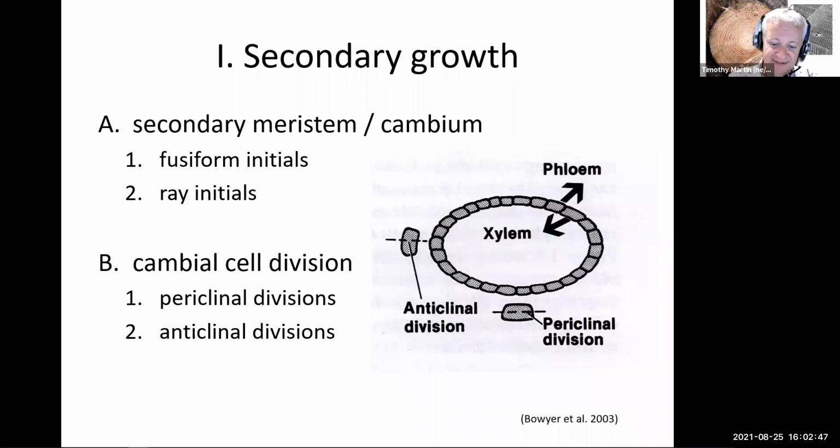Obviously, as the vascular cambium produces new cells, it has to get bigger because the size of that cylinder of xylem gets larger and larger. And that anticlinal cell division allows the vascular cambium to expand and basically become longer as that column of xylem becomes larger in the center.